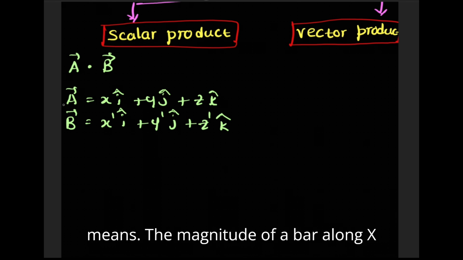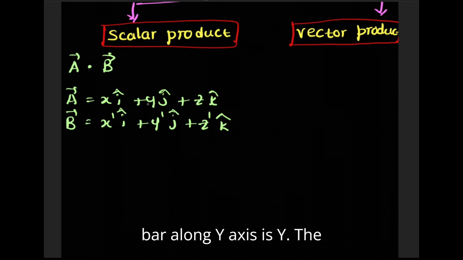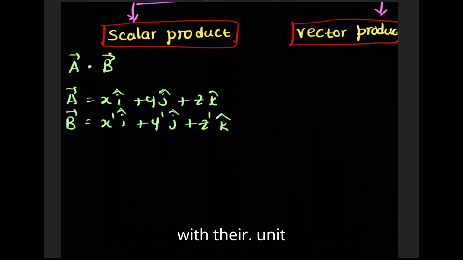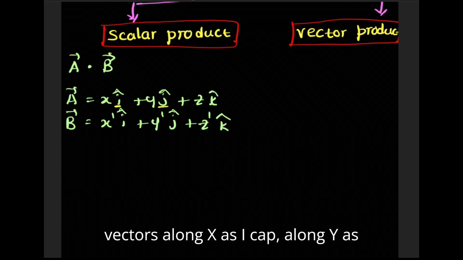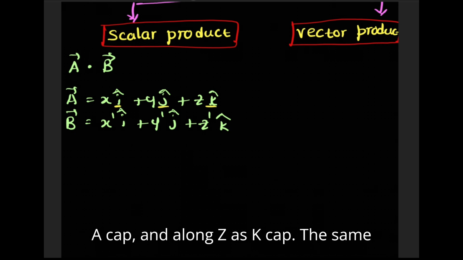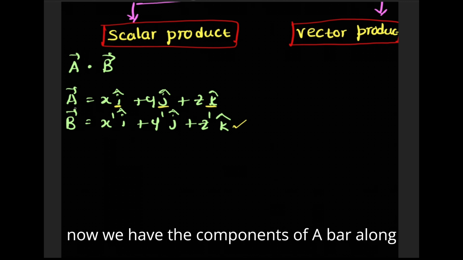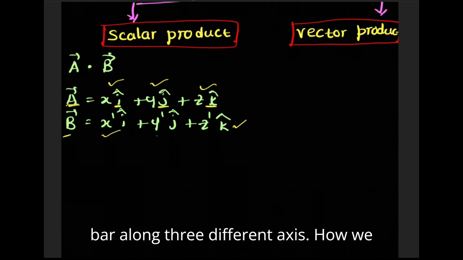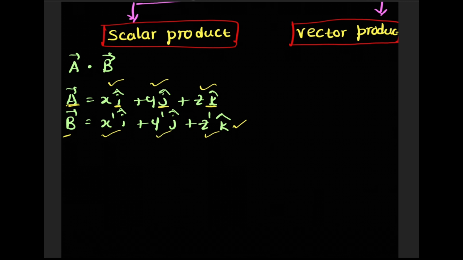That means the magnitude of a bar along the x-axis is x, the magnitude of a bar along the y-axis is y, and the magnitude of a bar along the z-axis is z, with their unit vectors along x as i cap, along y as j cap, and along z as k cap. The same can be defined for b bar as well. So now we have the components of a bar along 3 different axes and the components of b bar along 3 different axes. How can we do the dot product between these two vectors with respect to their components?